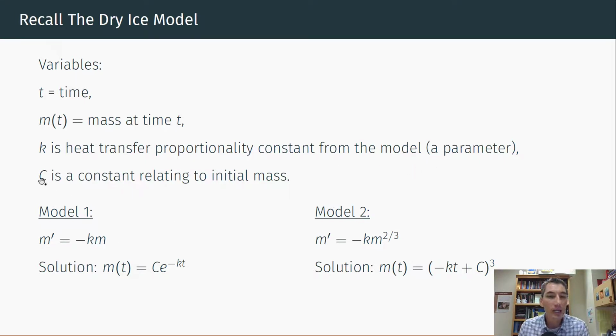And then C showed up in our solutions when we solved these differential equations. You noticed a C came out in the solving process, and that turned out to be a constant relating to the initial mass. So that's sort of a constant. It's not really a parameter in the sense that it shows up in the model, but it is a constant that is connected to reality.